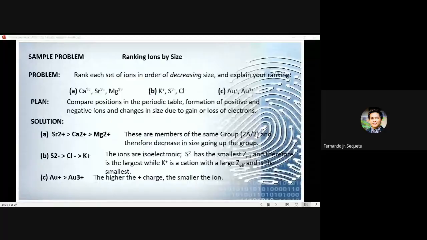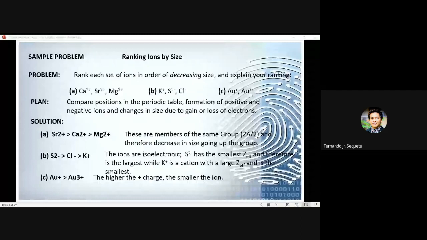Kung titignan natin dito, parehas man silang 2 plus, no? Sir, paano yun, sir? Parehas silang 2 plus. Ano po yung basis ng ating arrangement? According to the basis, these are members of the same group. That is what we call group 2A. And therefore, decrease in size going up the group. Okay. Pag tataas ka daw, mo decrease daw ang ionic size.